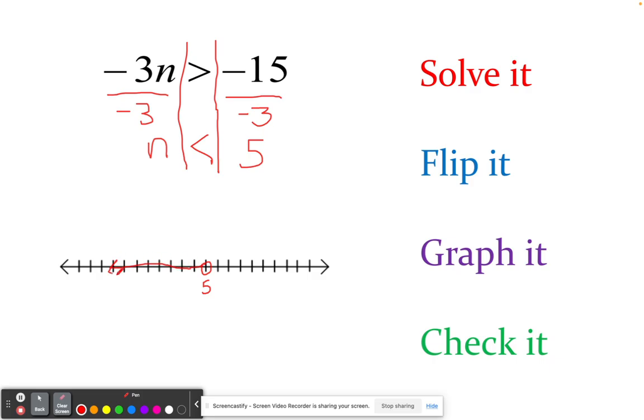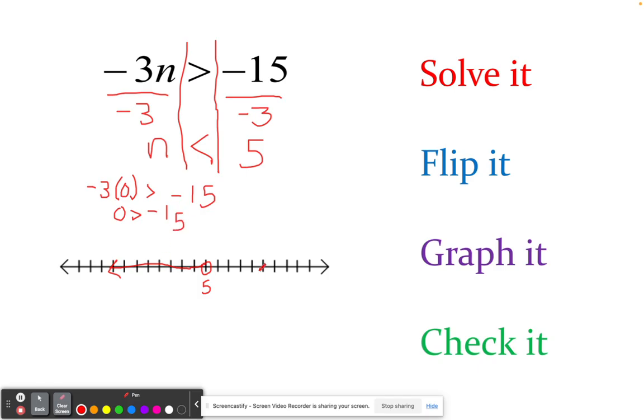So let's find a number that is that way from 5. Well, one number I know that is left of 5 is 0. So let's try 0. If I put a 0 in for n, is negative 3 times 0 going to be greater than negative 15? Notice I'm checking the original equation. I'm not doing this bottom one. I'm saying that numbers less than 5 will make this equation with the greater than true. So negative 3 times 0 is 0. Is 0 bigger than negative 15? Absolutely.